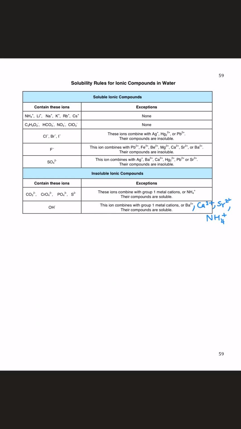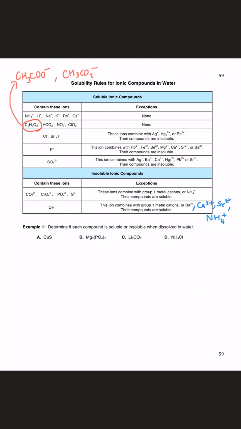Another thing that I would like to point out from this table is the acetate ion. Please note that this is one of the forms of how to write the acetate ion. Another way to write acetate ion would be CH3COO- or CH3CO2-. All three forms represent the same acetate ion. Let's take a look at example 1. Determine if each compound is soluble or insoluble when dissolved in water.